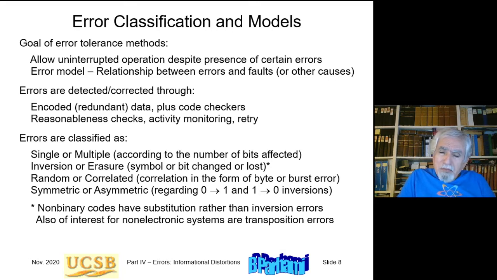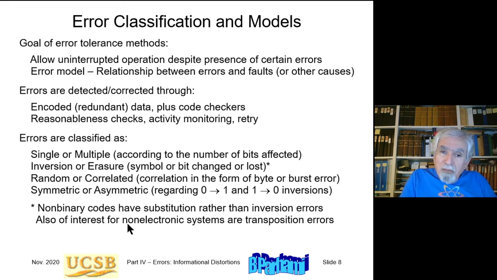Asymmetric means that one of those is much more likely, or in some cases, your errors are unidirectional. In other words, your received word or processed word has multiple errors, but you know that either multiple zeros have changed to 1 or multiple ones have changed to zeros, but not both at the same time. So these unidirectional errors are typically easier to detect because of this restriction.